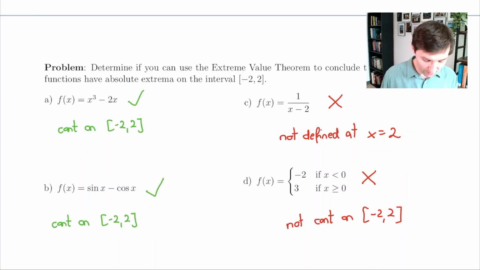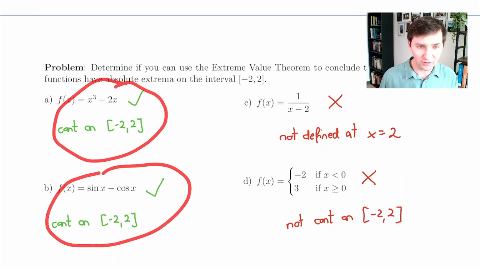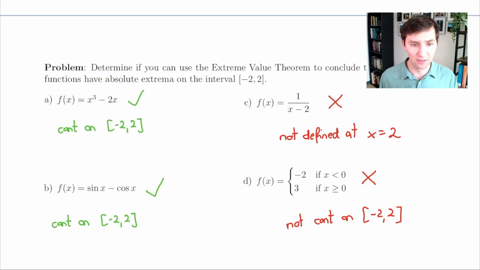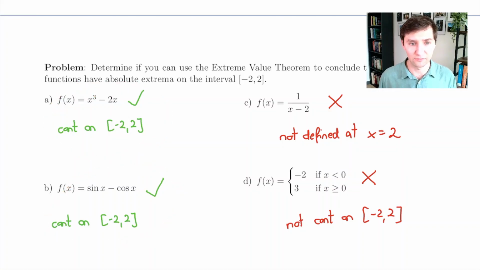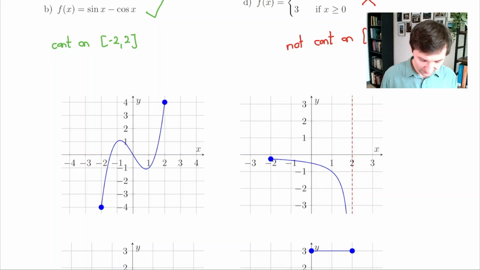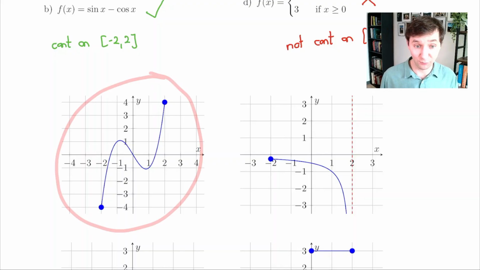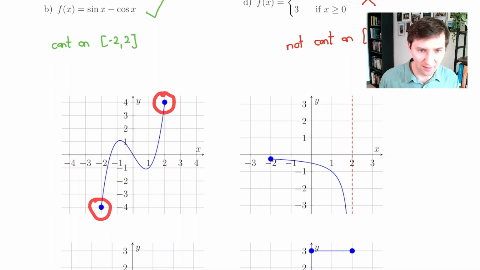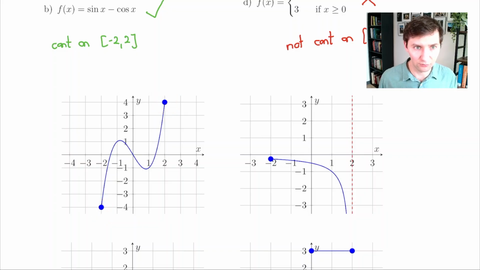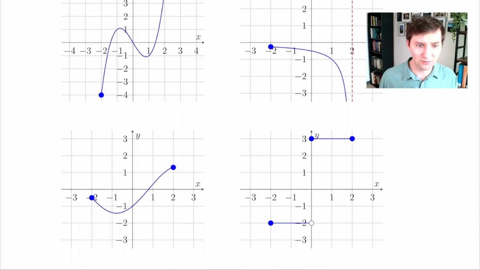Because I could apply the extreme value theorem to the first two, I know without seeing the graphs that both of these functions will have maxima and minima on the interval from -2 to 2. Let's see what they are. Here is the polynomial. That polynomial, as we expected, has some absolute minimum and some absolute maximum on the interval from -2 to 2. The function sine of x minus cosine of x as well. It has some absolute maximum and some absolute minimum on the interval from -2 to 2.